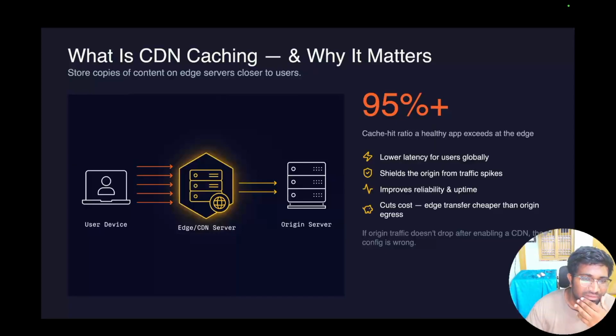And look at those 4 benefits: lower latency for all users globally, it protects your origin server from traffic spikes, and it also improves reliability and cost. There's a small footnote which I have added. That's my favorite reality check: if your origin traffic doesn't drop after enabling the CDN, the configuration is probably wrong.